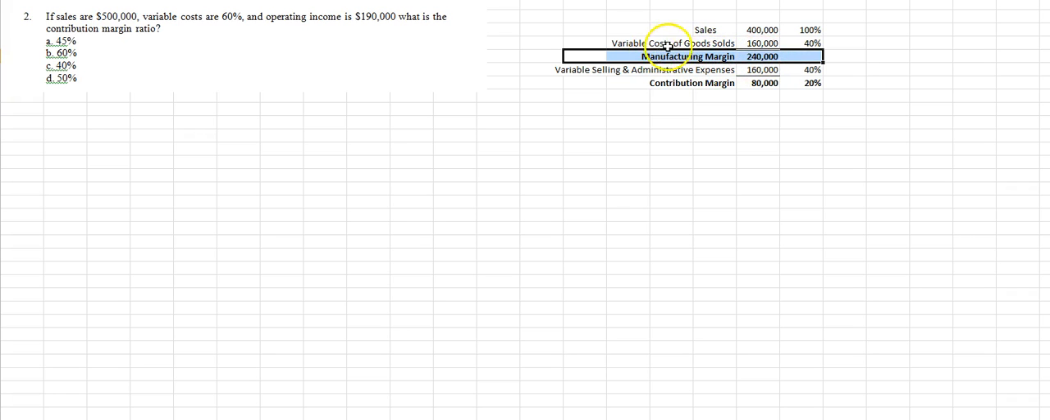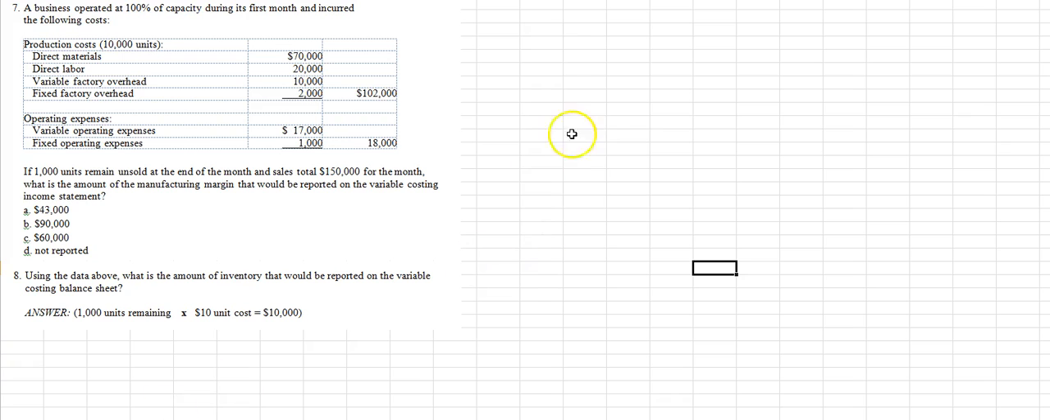Manufacturing margin only excludes the variable cost of goods. These are only the variable costs that pertain to product costs, right? So you don't have to worry about the variable costs related to selling and administrative expenses, okay? Here you have variable operating expenses. You don't have to worry about this because they're asking about manufacturing margin. So we're only going to worry about the variable costs that go into the products, okay?